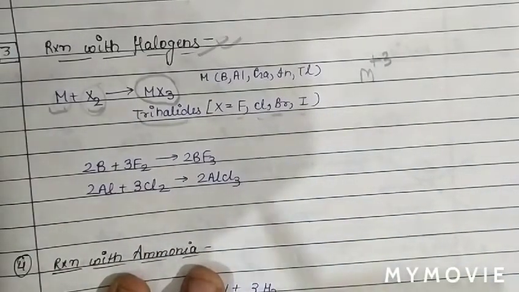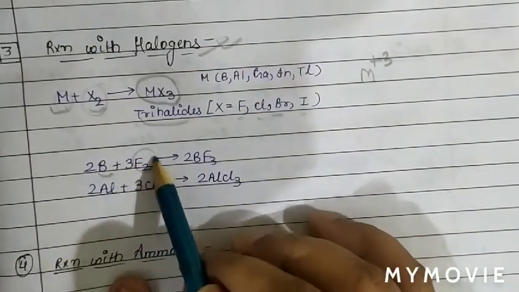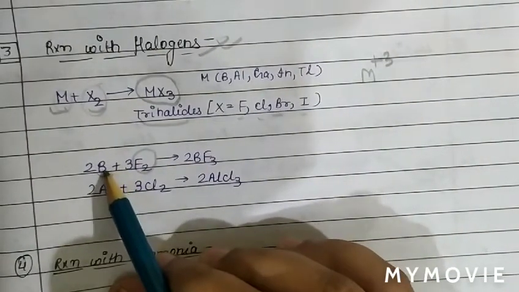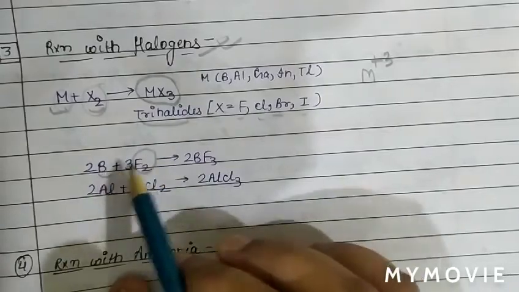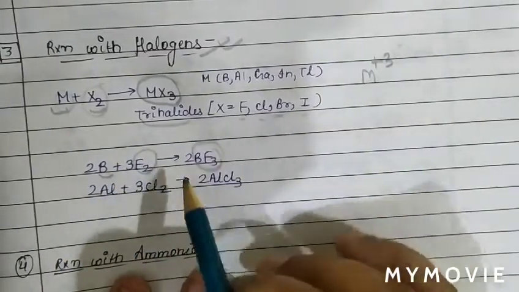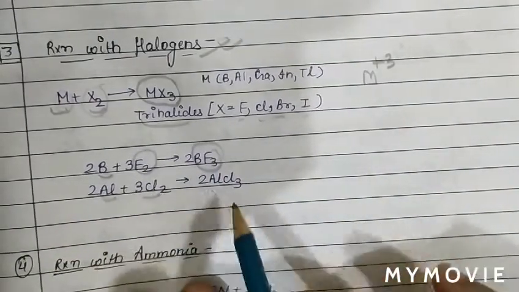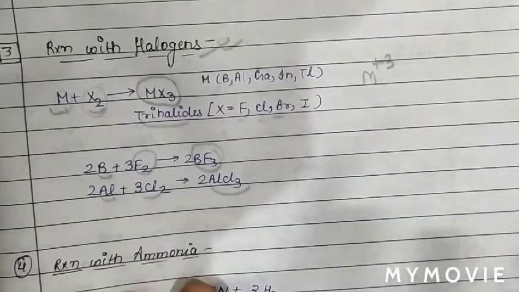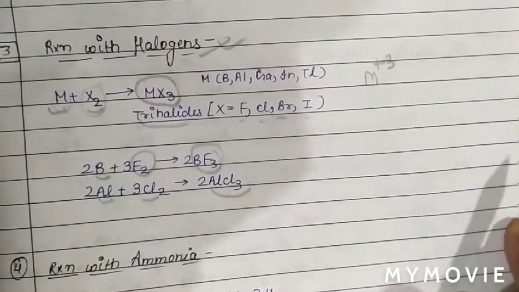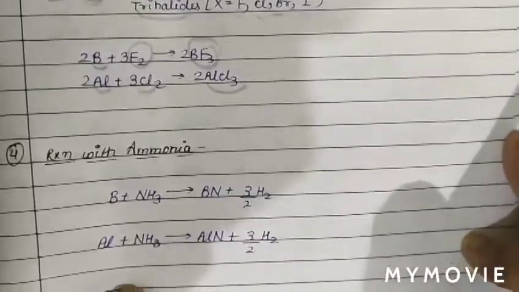For example, in the reaction of group 13 with halogen, M plus X2 gives MX3, so when boron reacts with fluorine, it gives boron trifluoride. In the same way, when aluminium reacts with Cl2, it forms AlCl3. The next chemical property we are going to discuss is the reaction of group 13 elements with ammonia.